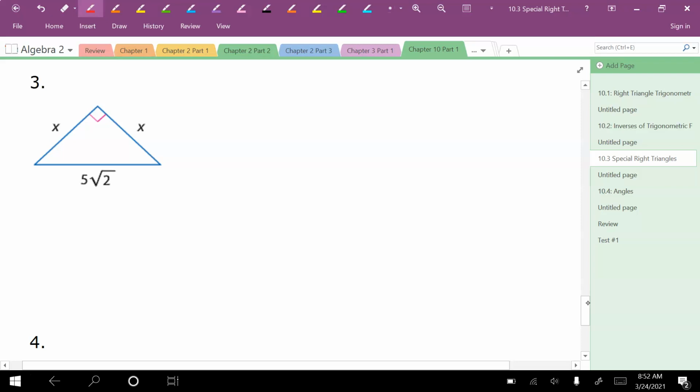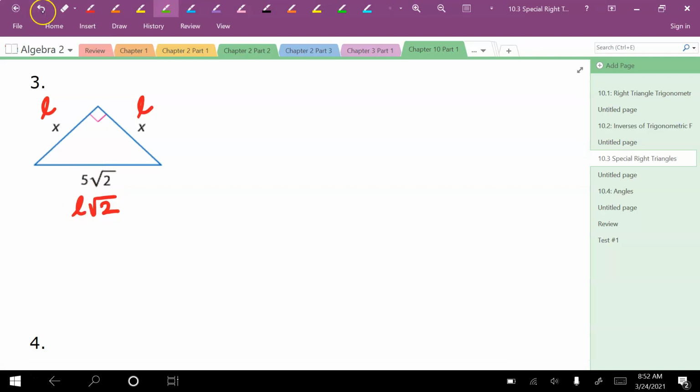All right, if we take a look at number 3, if I label my sides where the x's are at, those are the sides that are the same measure, so those have to be my L values, which means that the 5 radical 2 side has to be my L square root of 2. Okay, notice here how they both already have the square root of 2's. So that means that the L and the 5 have to be equal to each other.